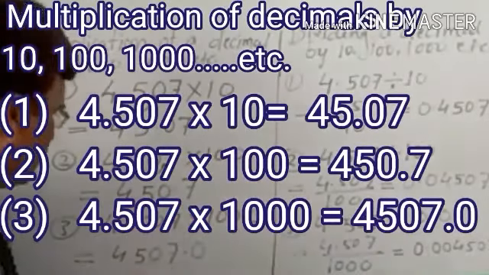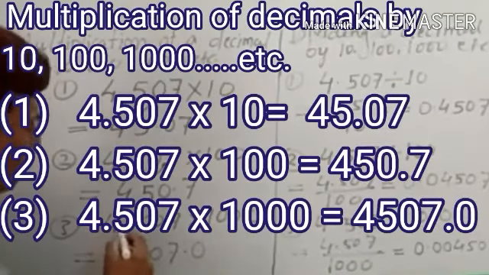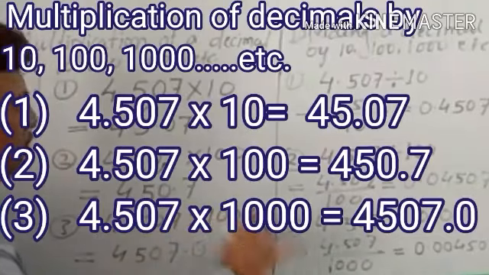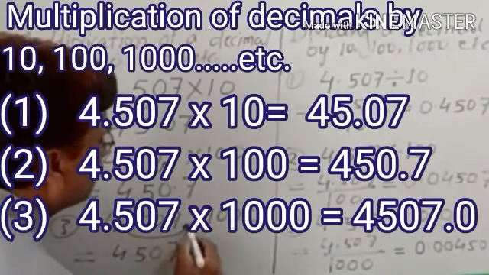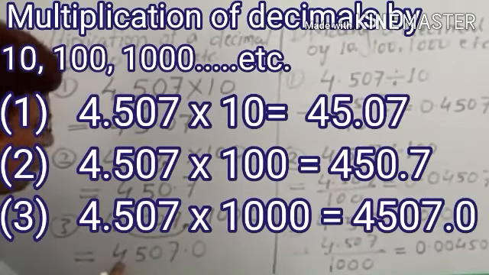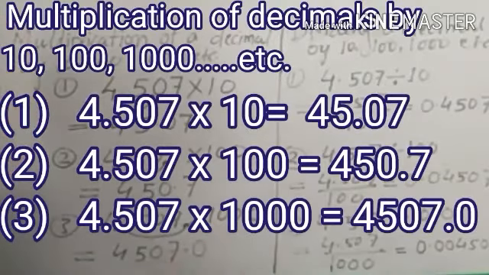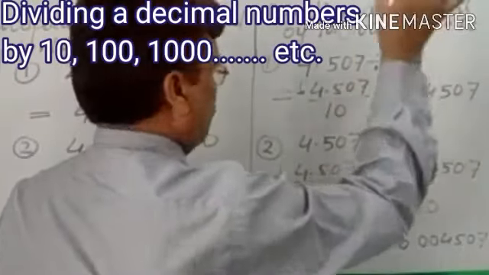450.7. Third, if we multiply a number 4.507 by 1000, decimal will shift to the right by 3 places. 4507.0. Okay.